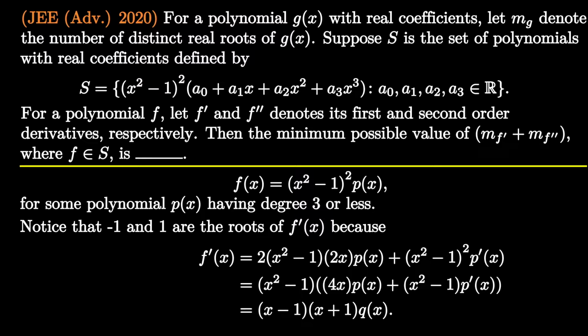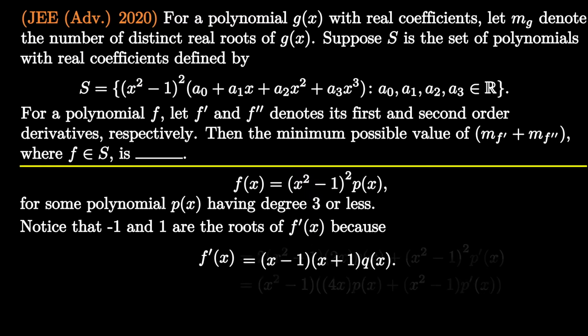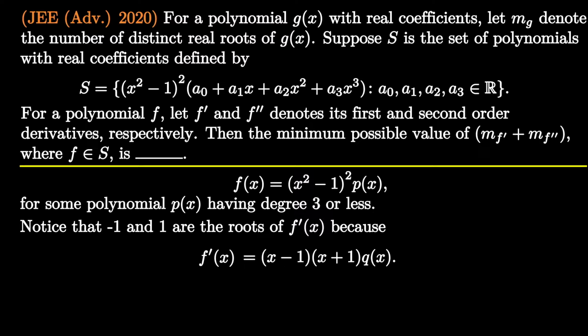To see this, we can simply find f'(x). We get it in the form (x + 1)(x − 1)q(x) for some polynomial q(x). This shows that −1 and 1 are the roots of f'(x). From this point, can we conclude that the minimum number of distinct roots of f'(x) is 2? The answer is no. Here is a catch.